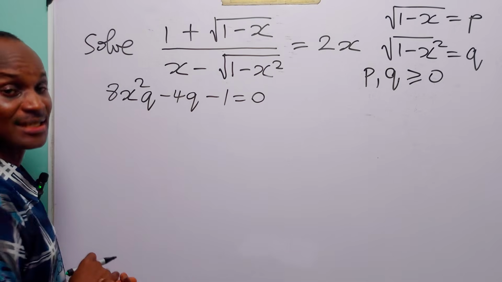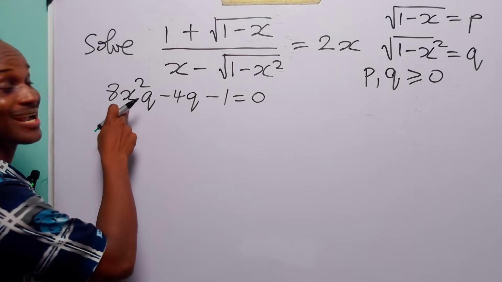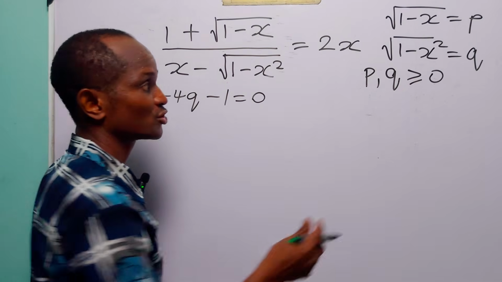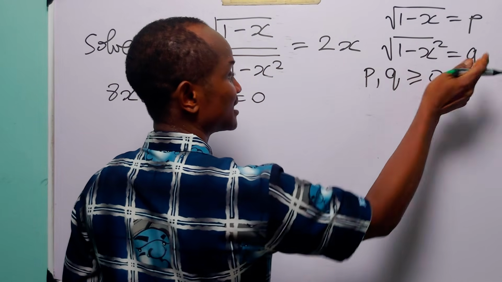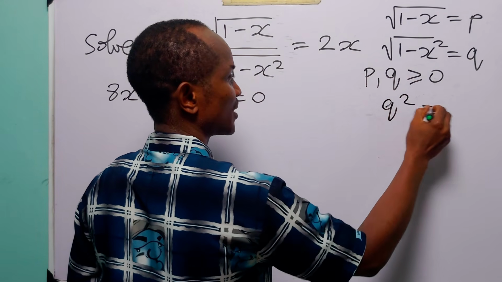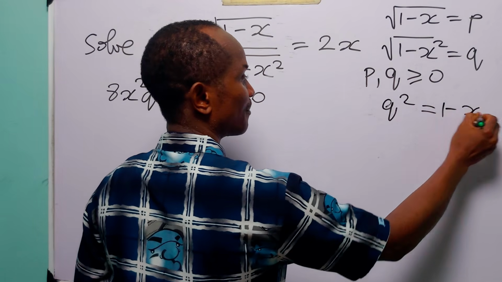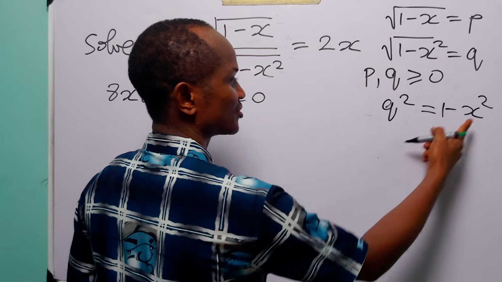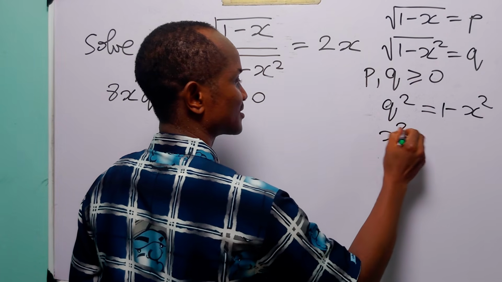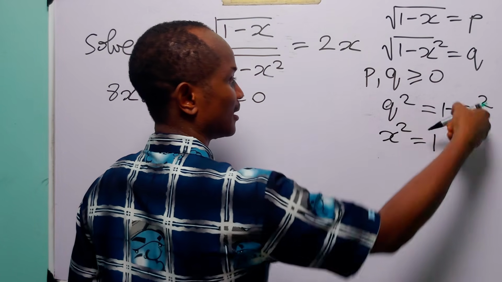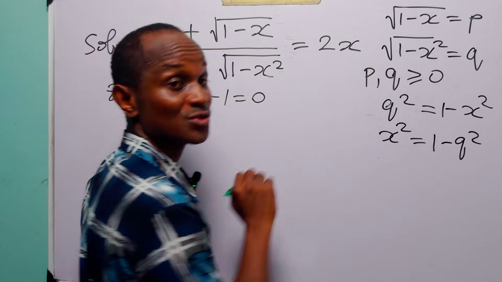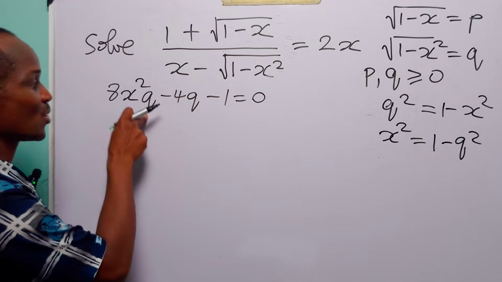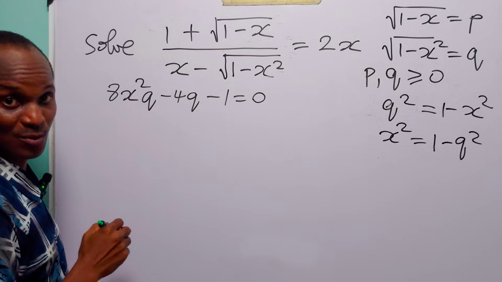Now, when we look at this equation, you will see that here we have x squared. Let us go back to this substitution. Of course, you know that when we square both sides of this equation, we have that q squared is equal to 1 minus x squared. And when we rearrange this equation, we have that x squared is equal to 1 minus q squared. So we can substitute 1 minus q squared for x squared in this equation.